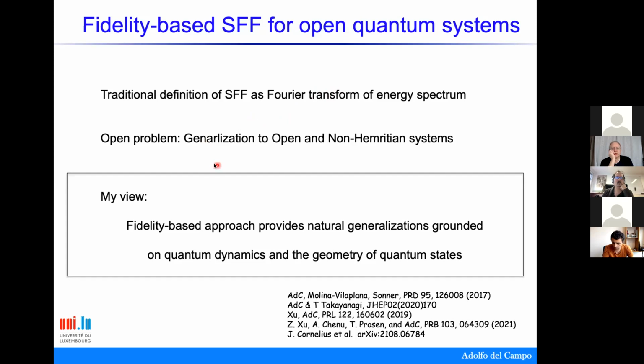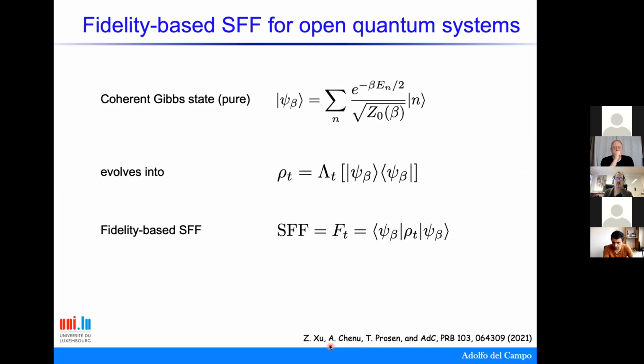My take, which is already present in the talk so far, is that we should follow a fidelity-based approach, a quantum information approach, where we look at the survival probability of a given state under any given dynamics. And we don't care whether the system is open, non-Hermitian, or isolated. We will always use the same consistent definition of the spectral form factor and understand physically what is happening to it under different dynamics. This is something we have been pushing in a number of papers with Sonner, with Takayanagi, with Senyusu, Prosen, and others. So let me mention it in very simple terms.